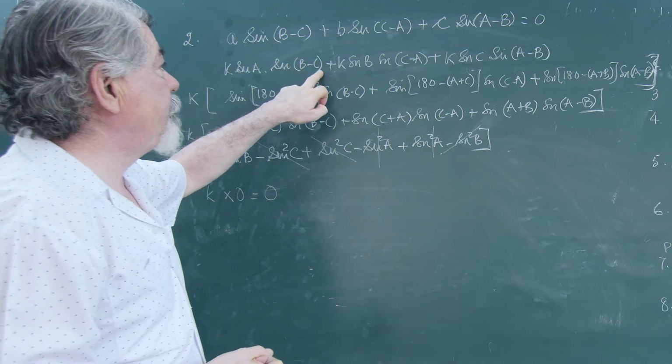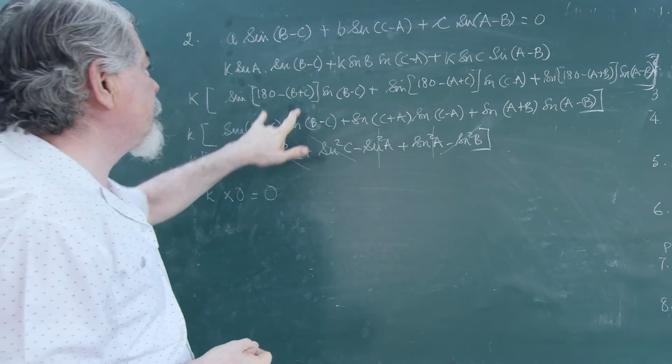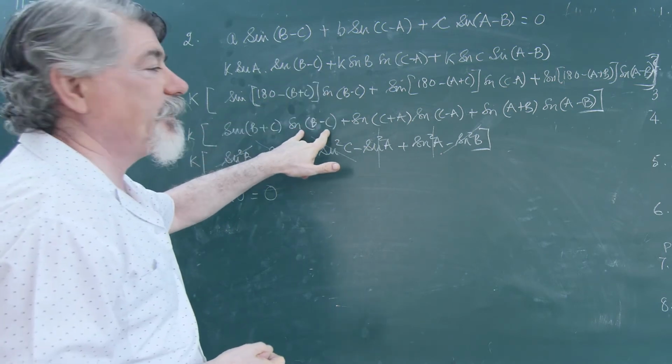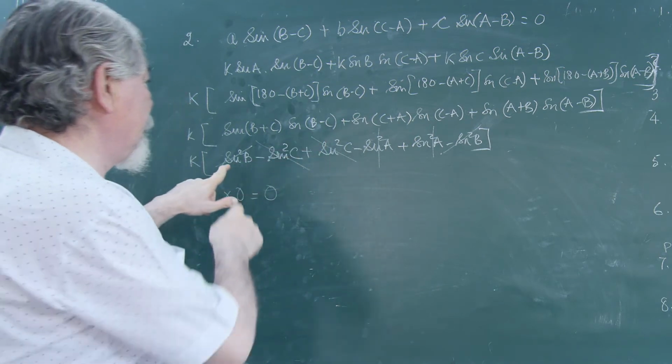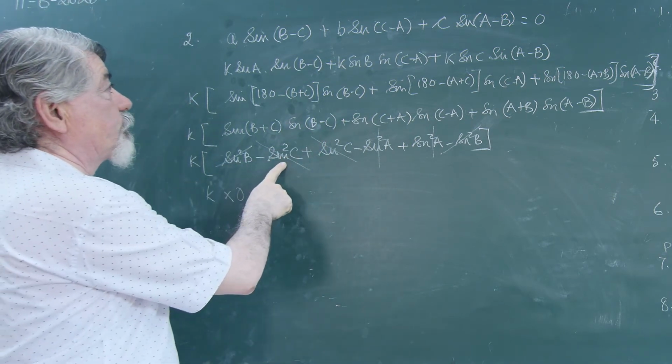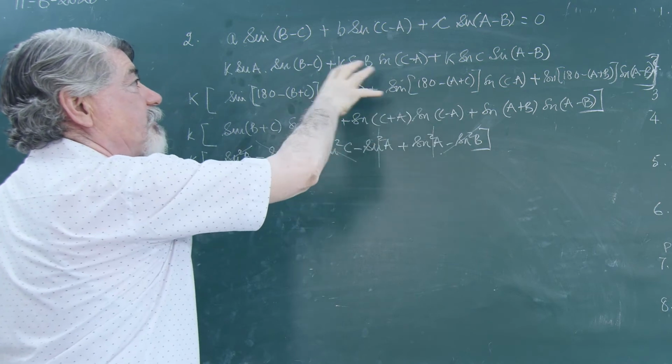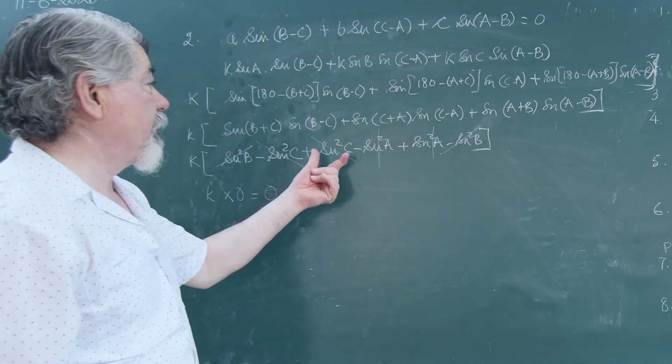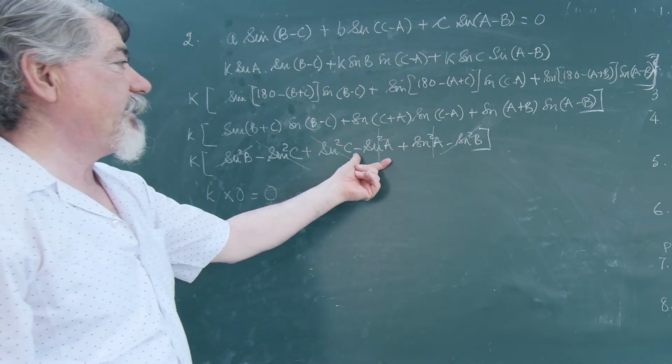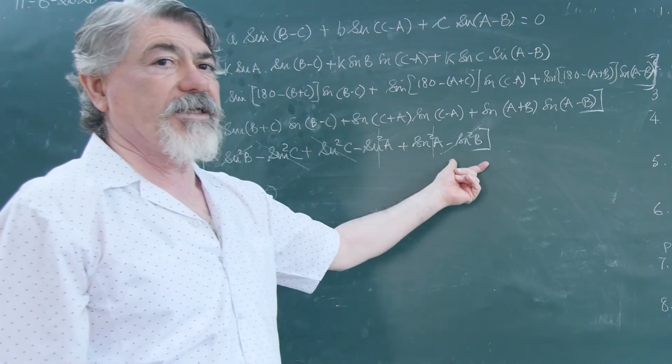And here it is B minus C. 180 minus B plus C is sine B plus C, sine B minus C. And similarly, it will become sine square B minus sine square C. Exactly in the same fashion, you will get the other two terms: sine square C minus sine square A plus sine square A minus sine square B.